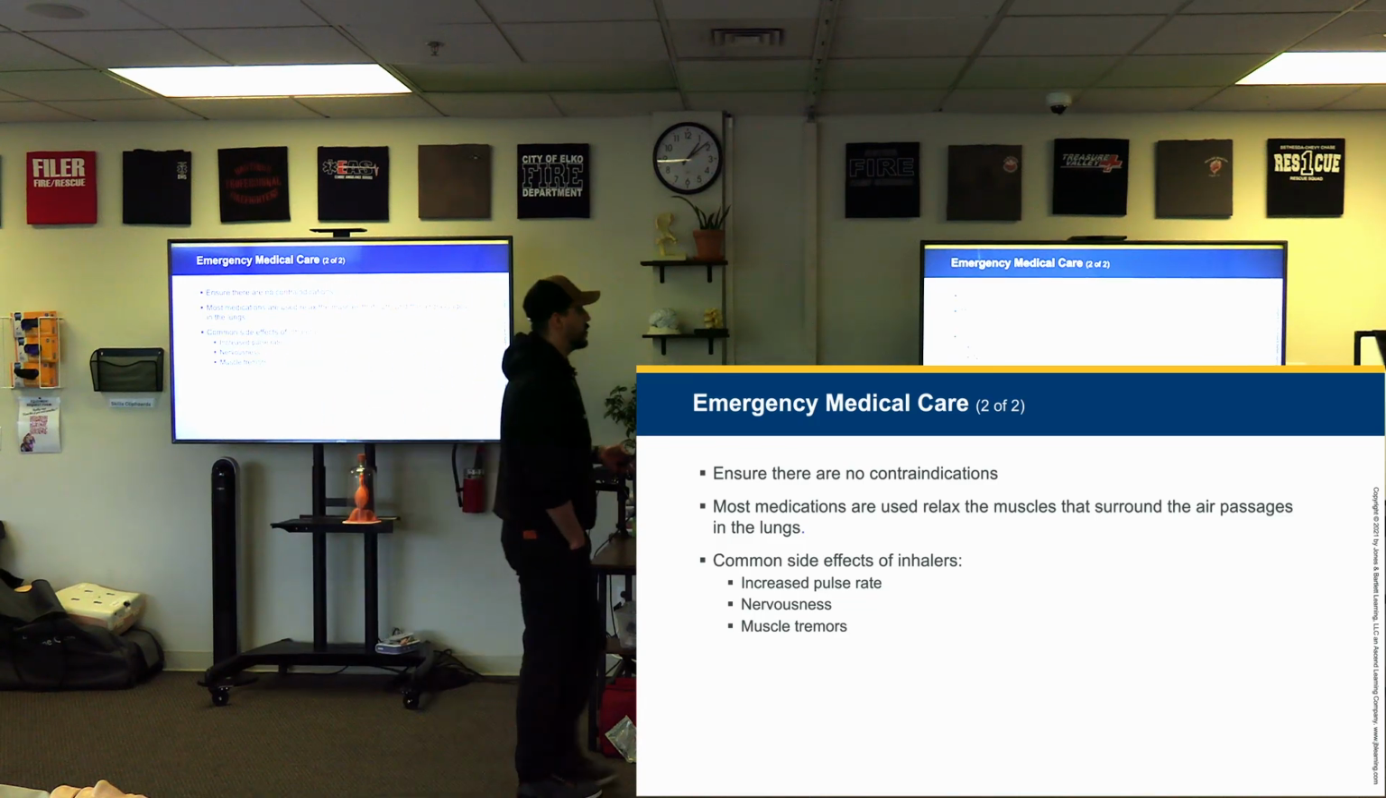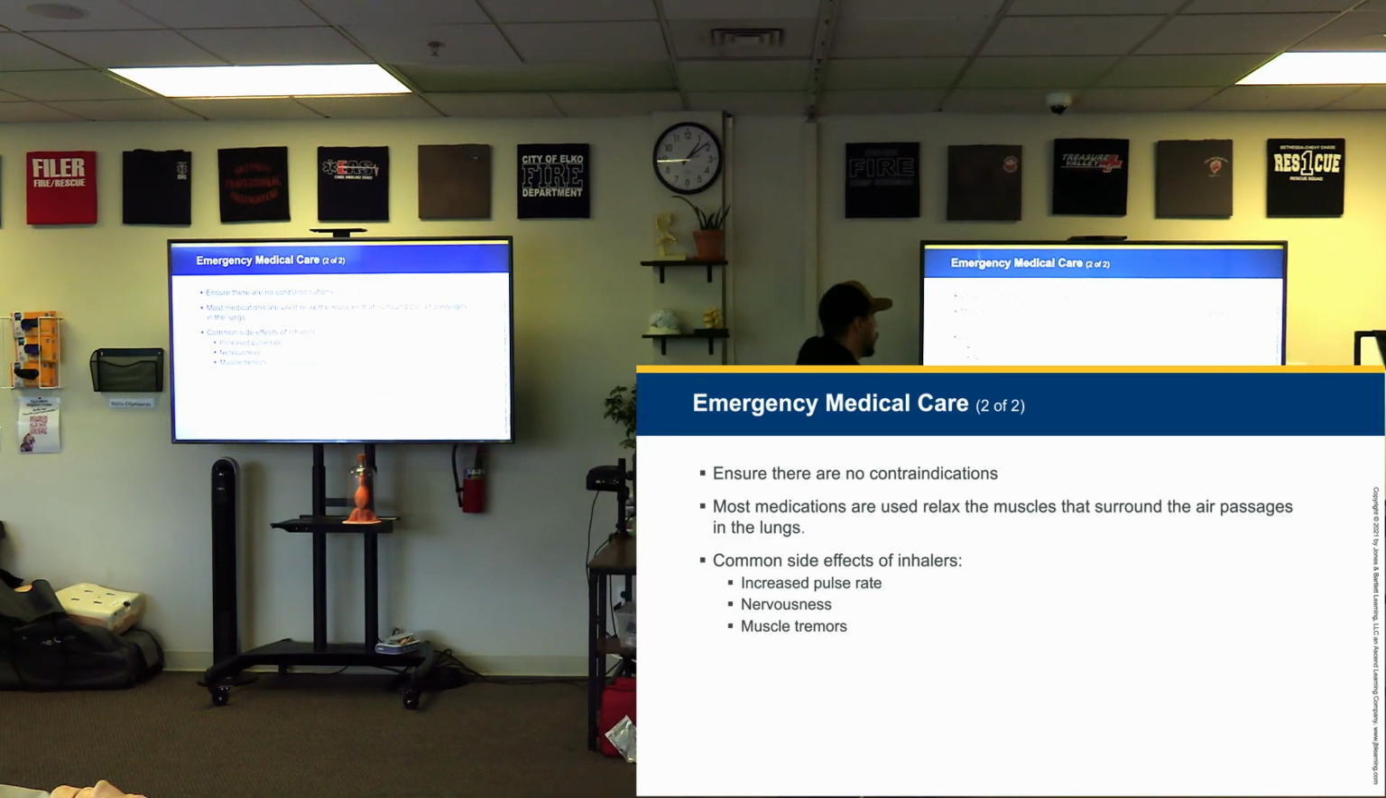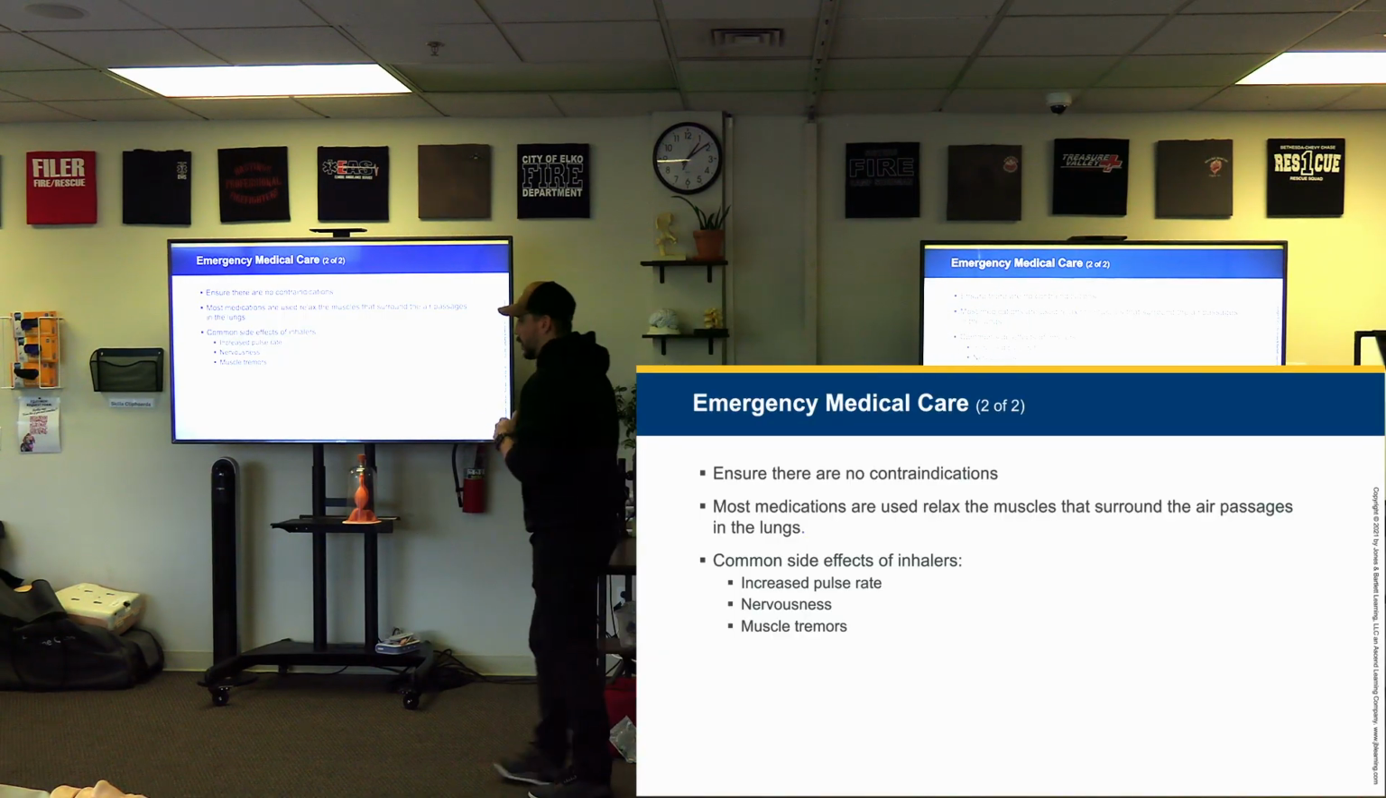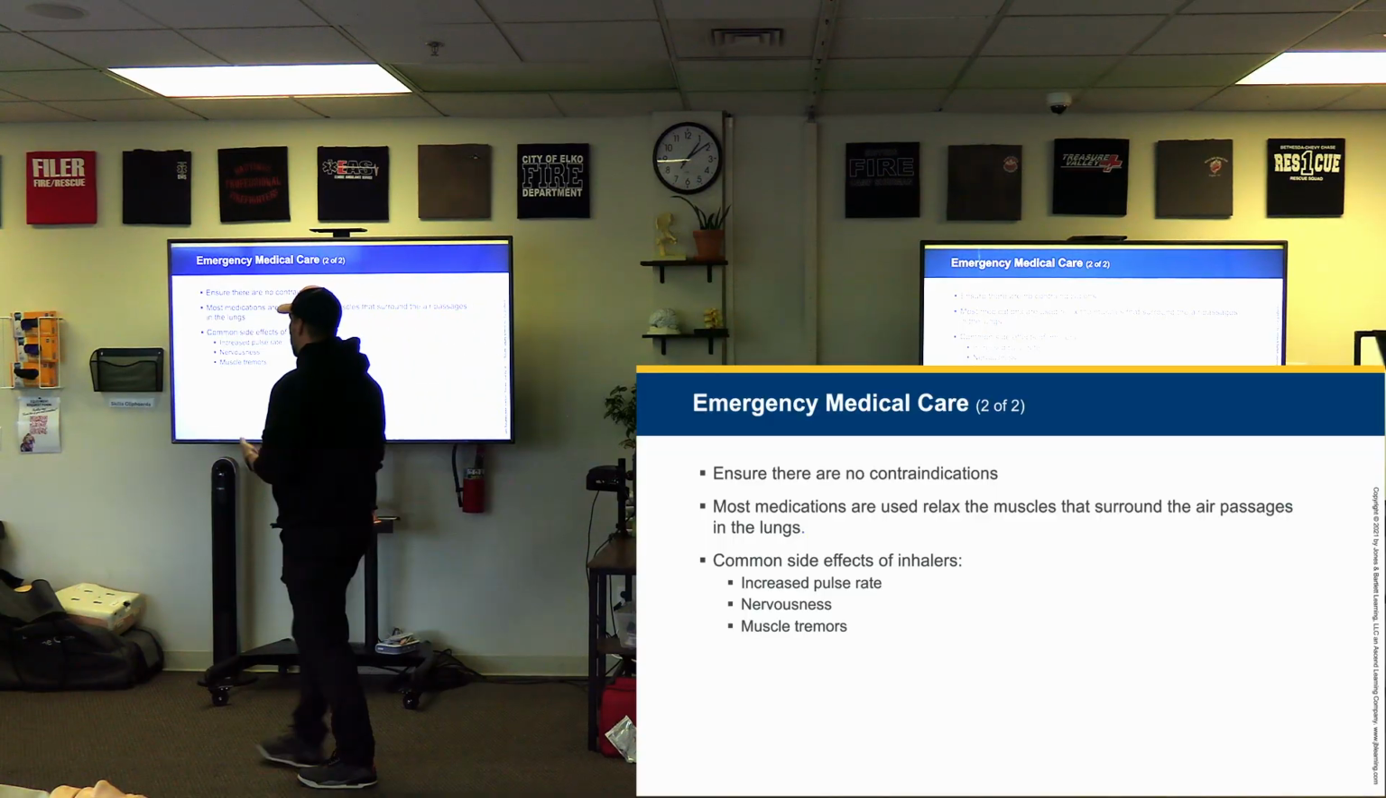Okay, and then most medications are used to relax muscles that surround the air passages in the lungs. Like albuterol, for example, is a bronchodilator. It opens up those bronchi and helps people take a big breath. Now there are some side effects, nothing comes free, right? Some side effects of inhalers, you might see an increased pulse rate, they might get nervous, they may even start to twitch a little bit, get muscle tremors. They're side effects, make sure they're aware.